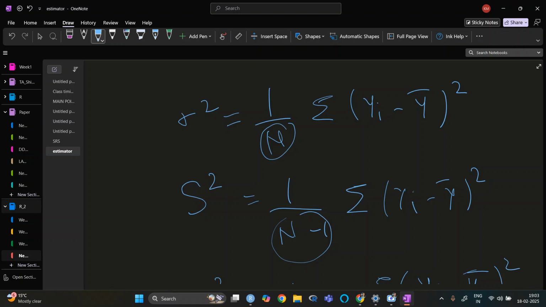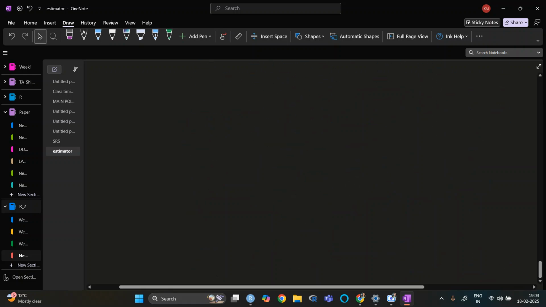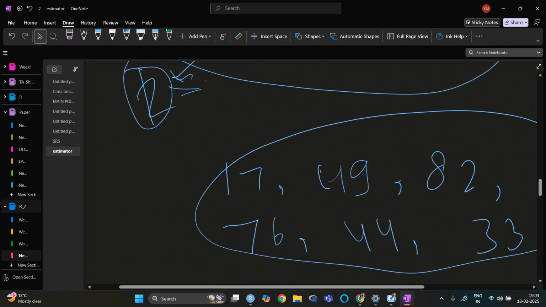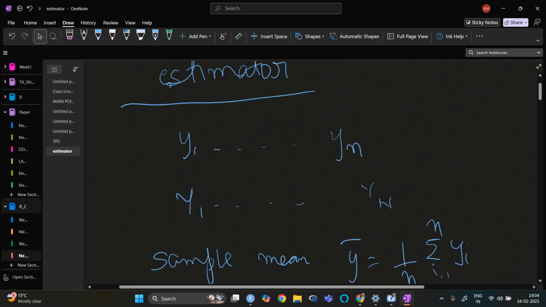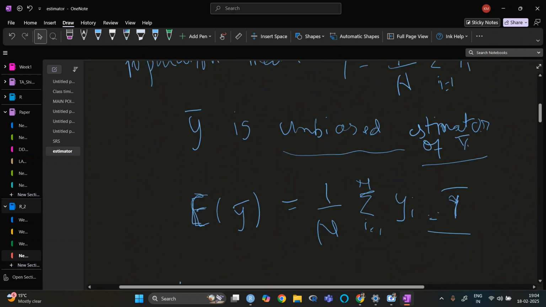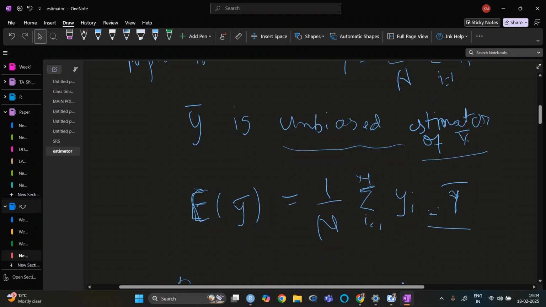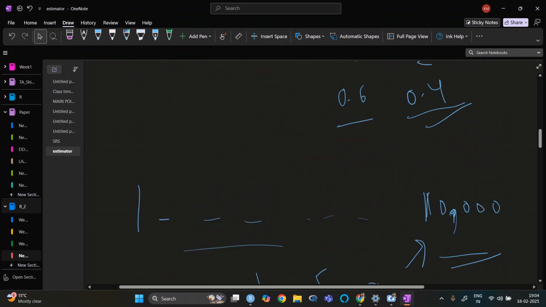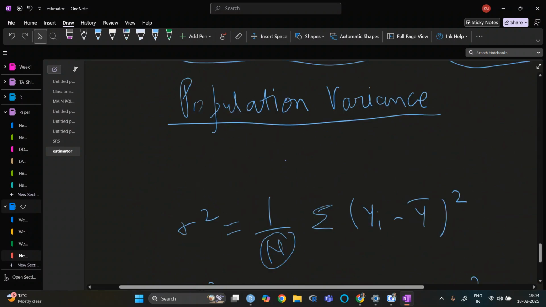So there is the population variance, and then there is the variance of the sample mean. For the population mean, this one is for the SRSWR, and this one is for the SRSWOR. For both, y bar is an unbiased estimator of capital Y bar.